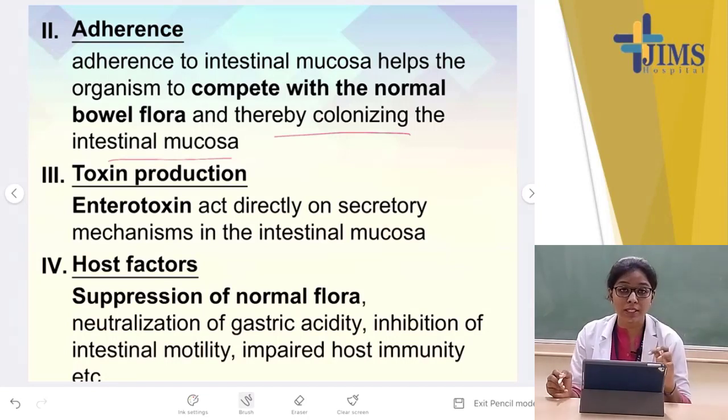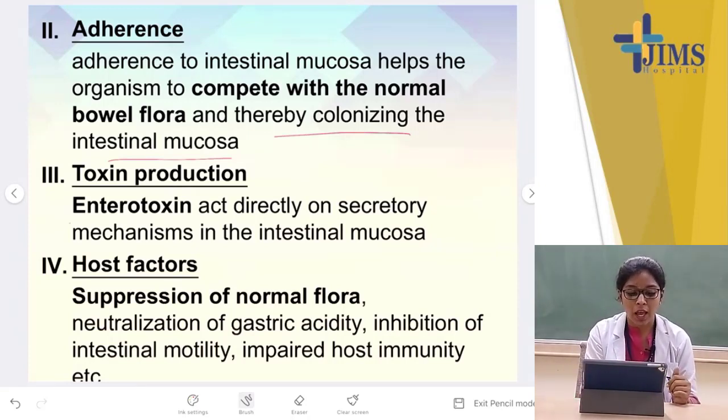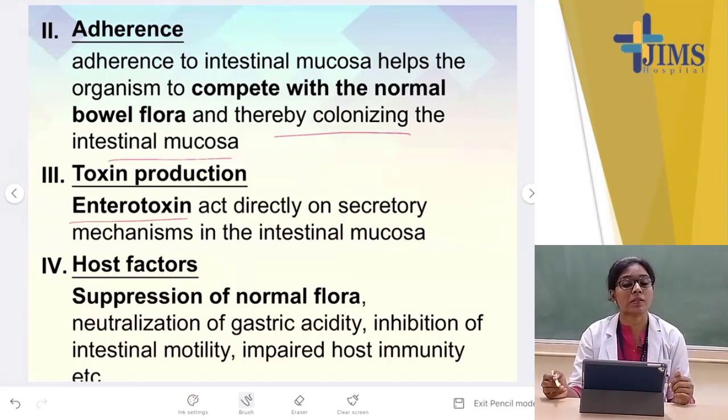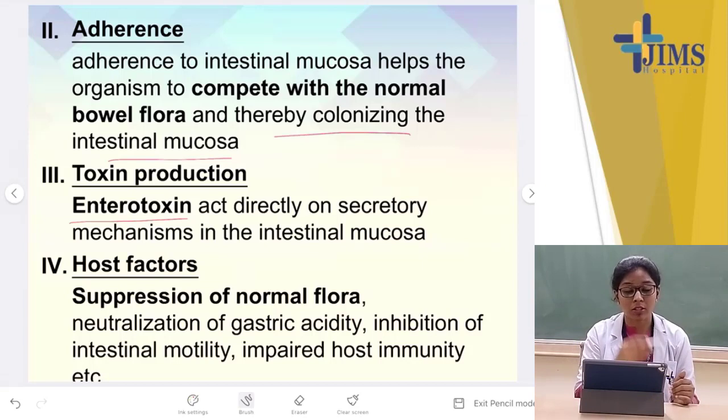After it has adhered itself onto the host's body, after the immune system does its work, it will have the tendency to multiply, and definitely toxin production is manifested. I have already said the enterotoxins are mostly involved if it's a bacterial invasion, and thereby toxin production will do the rest of the work.